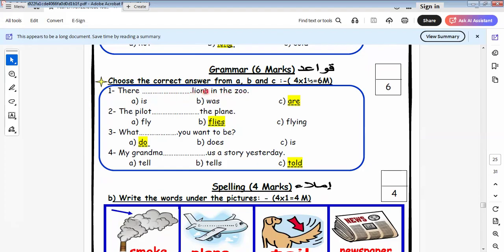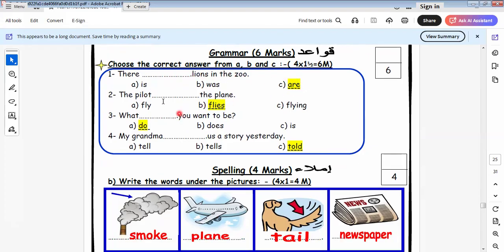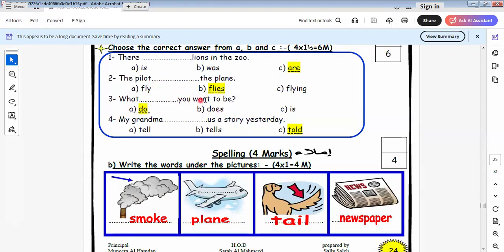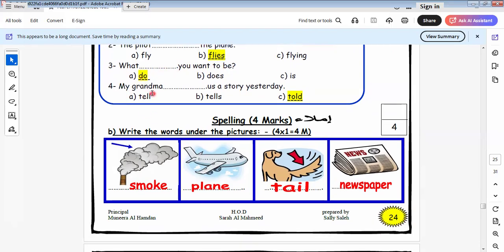There are lions in the zoo. So here we have lions, which is plural. We take what? Are. The pilot, the planes fly. It will be flies, because here pilot is singular and we add s to the verb. What do you want to be? So here I ask about something that we want to be in the future. It will be do. My grandma told us a story yesterday. When we see yesterday, keywords of what? I forgot to say that we have three keywords that refer to the past simple tense. They will be yesterday, ago, last. These are the keywords that refer to the past simple tense.